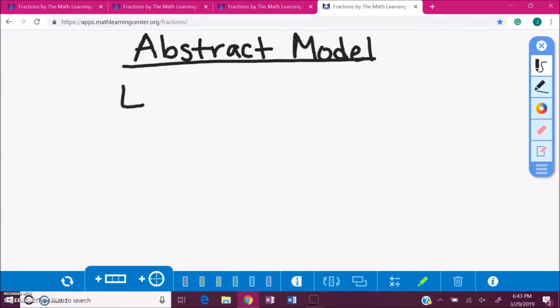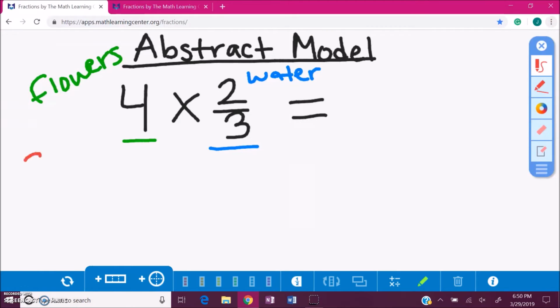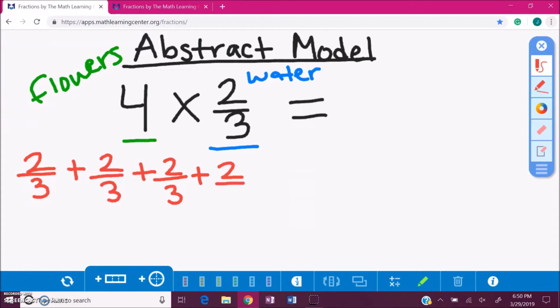For our abstract model, we will be multiplying 4 times 2/3. The 4 represents the 4 flowers, and the 2/3 represents the water each flower needs. We know multiplication is simply repeated addition, so we're going to write 4 groups of 2/3. We know that when we add fractions, the denominator stays the same. Then we add the numerators, which gives us 8.